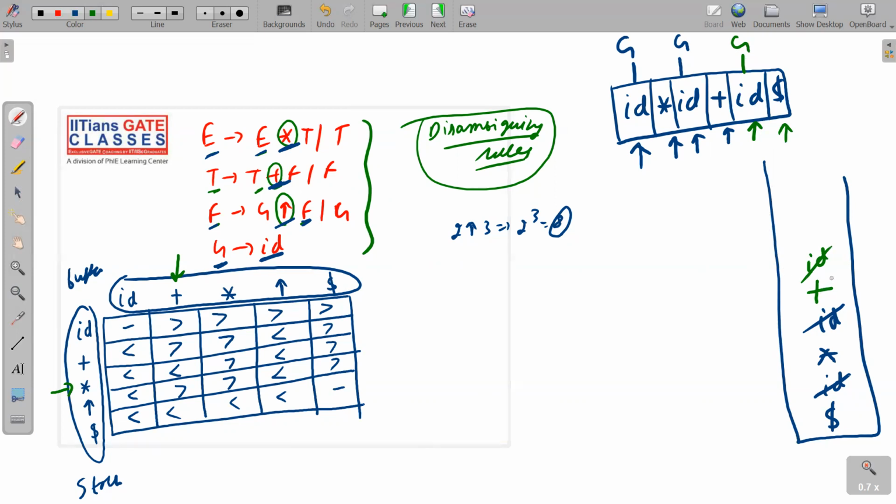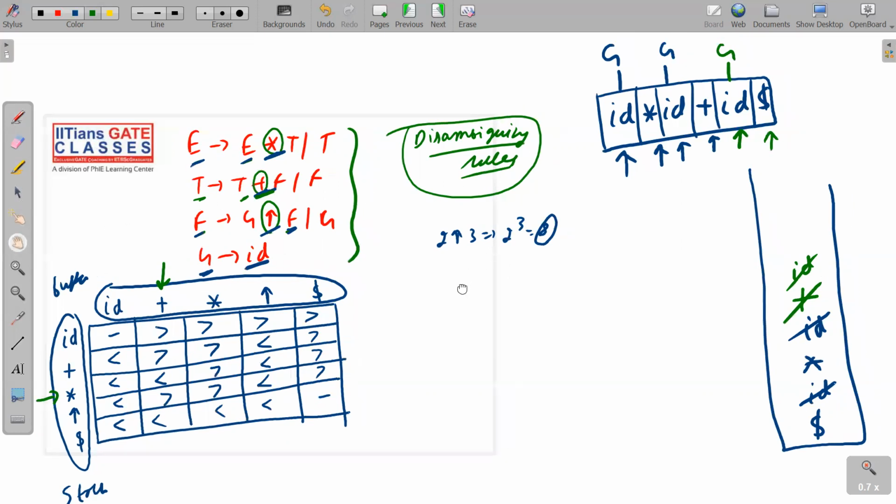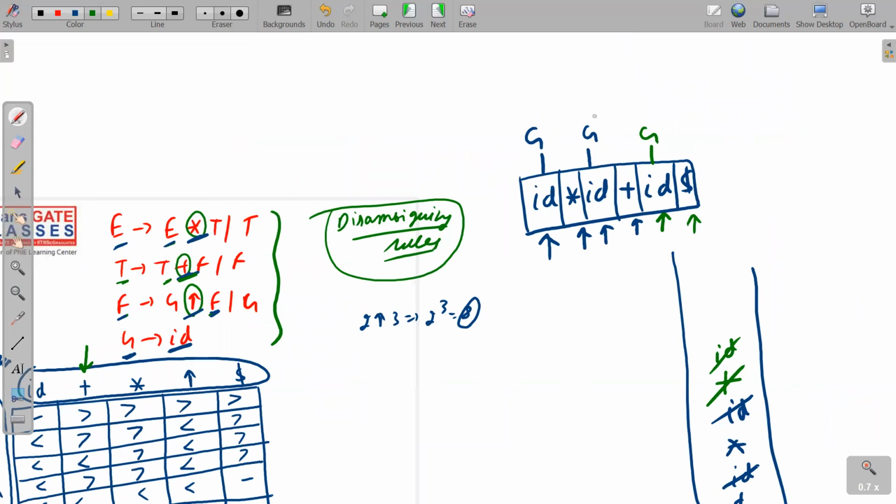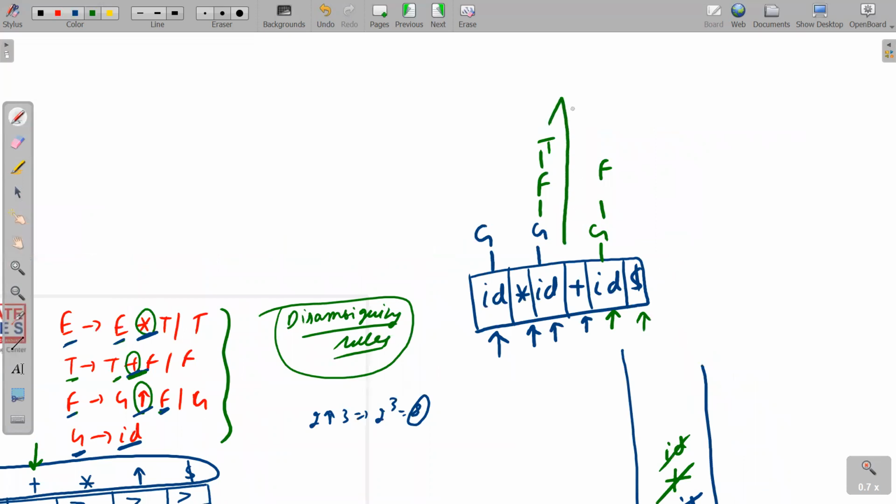Then plus is popped off. Plus popped off means what? Plus means T plus F, so we will try to make it like this. G will become F, and the earlier F will go to T, and this G will go to F. We want T plus F. So we have got T plus F, and this T plus F will go to what? T. So this T plus F will go to T. Now next is the next part.